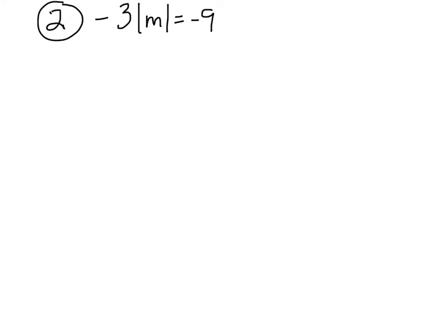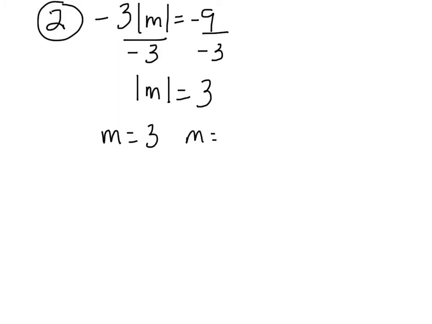On page 81, we're going to do practice A problem 2. Here we go. Negative 3 times the absolute value of m is equal to negative 9. The absolute value of m is not by itself at all. So now I have to divide by negative 3. I'm going to get the absolute value of m equals positive 3. And once again, you're going to get m equals 3, m equals negative 3 as your answer.